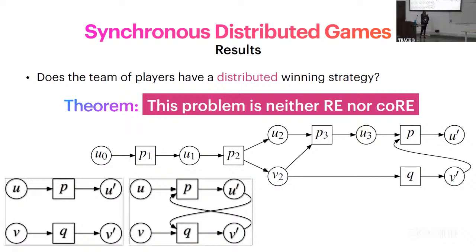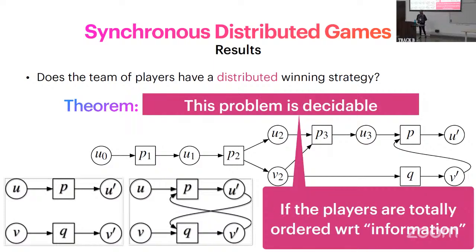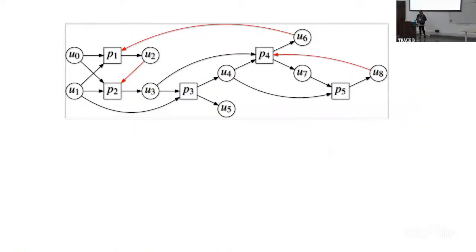So there is a lot more to study here. That's why I wanted to bring this topic up. Let me go on, and I will come back to that question. As soon as your architecture has two players with incomparable information, it turns out that it's not decidable. In fact, if the information is totally ordered, then it is decidable. This is also there in our chapter, but I will not be presenting it in this talk.